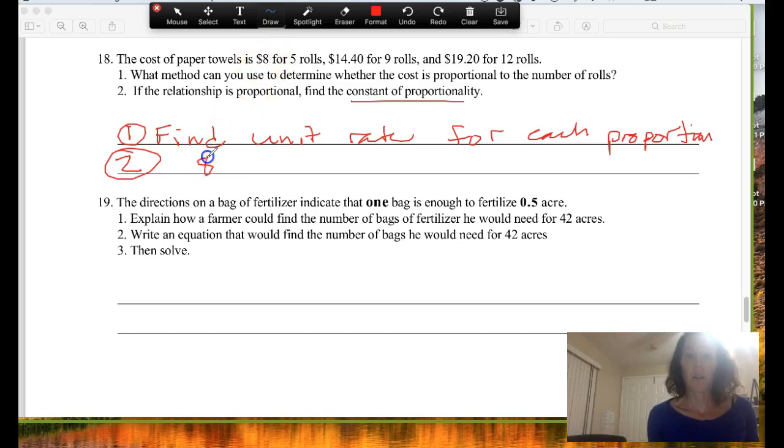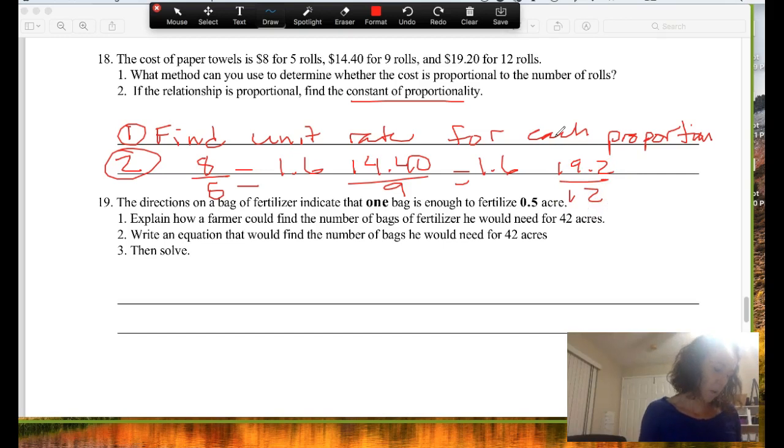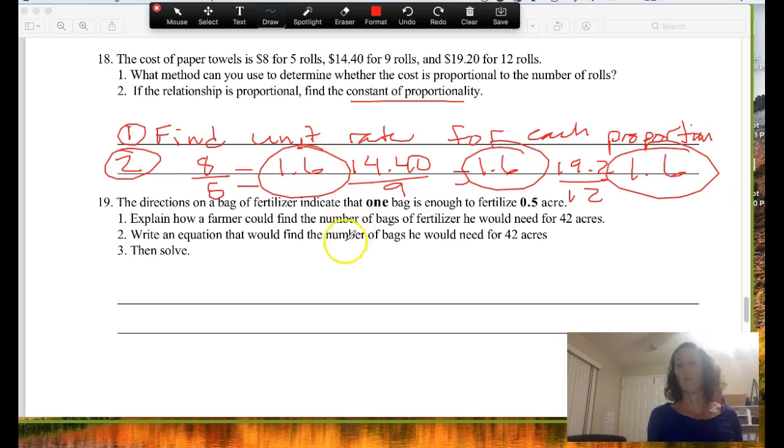It's $8 for 5 rolls. What is that? I'm going to take $8 and divide it by 5, and I'm going to get 1.6. Then I could do $14.40 for 9 rolls. So go 14.4 divided by 9. Oh, look, it's 1.6. It's working. Let's see if that one works. $19.20 for 12 rolls. So divide that by 12, and I'm going to get 1.6. So yes, they are proportional, and the constant of proportionality, or the unit rate, is 1.6.